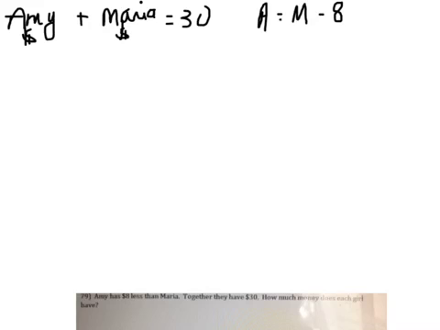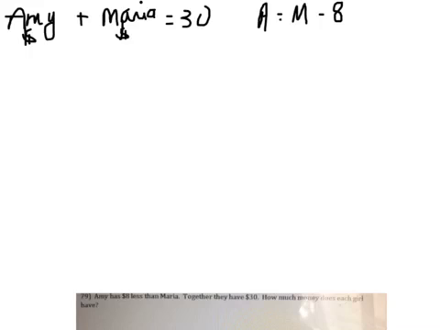So I'm letting A be the amount of money Amy has, and M be the amount of money that Maria has. And it says together they have $30. Okay. Now, the idea is to say Amy plus Maria, the amount of money they have anyway. I'll put dollars. Amy's dollars and Maria's dollars add up to $30. Now, I could say A plus M is 30, but if I did that, I wouldn't be able to solve it because I don't have enough information to solve it.